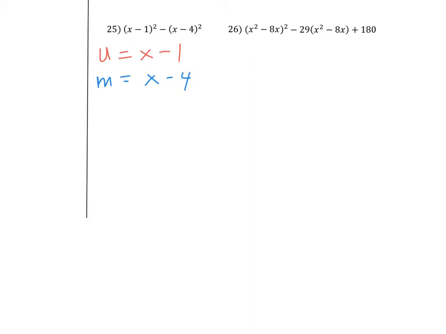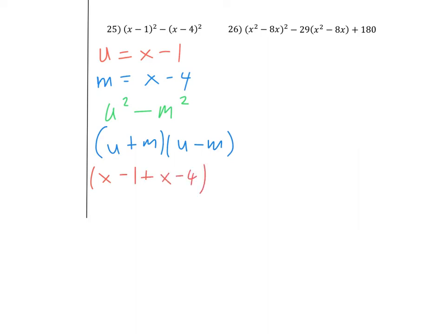And so now what this looks like is u squared minus m squared. And so how can we factor that? Well, there's no GCF, but what I do have is the difference of 2 perfect squares. And so I'm going to go ahead and write that as u plus m times u minus m, just the difference of perfect squares there. Well, I don't see any more factoring I can do, so I'm going to plug these guys back in. And so this is going to become, let's see, what is u? U is x minus 1, so x minus 1 plus, and then m is x minus 4.